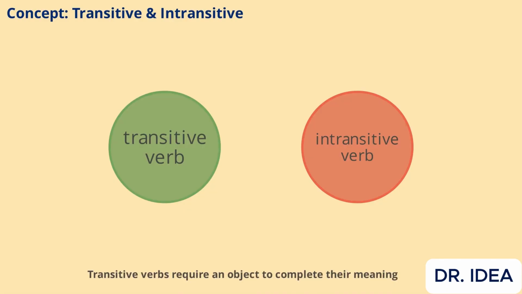Transitive verbs require an object to complete their meaning, while intransitive verbs do not. This distinction is crucial for building correct sentences. For example, "she reads a book" is transitive, versus "she reads," intransitive but often needs more context. Understanding this helps you choose the right verb form and structure your sentences accurately.